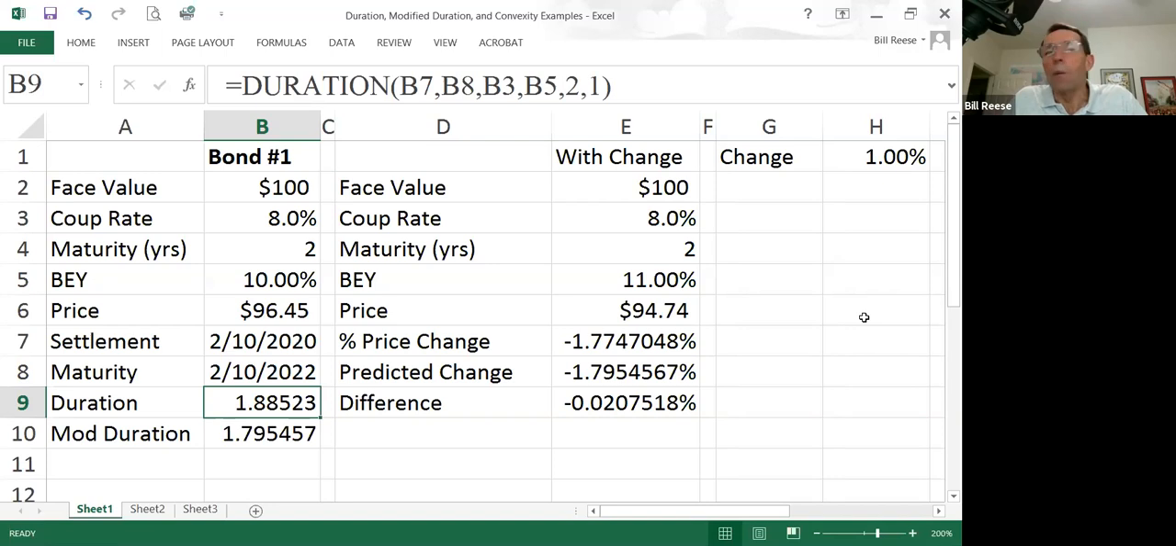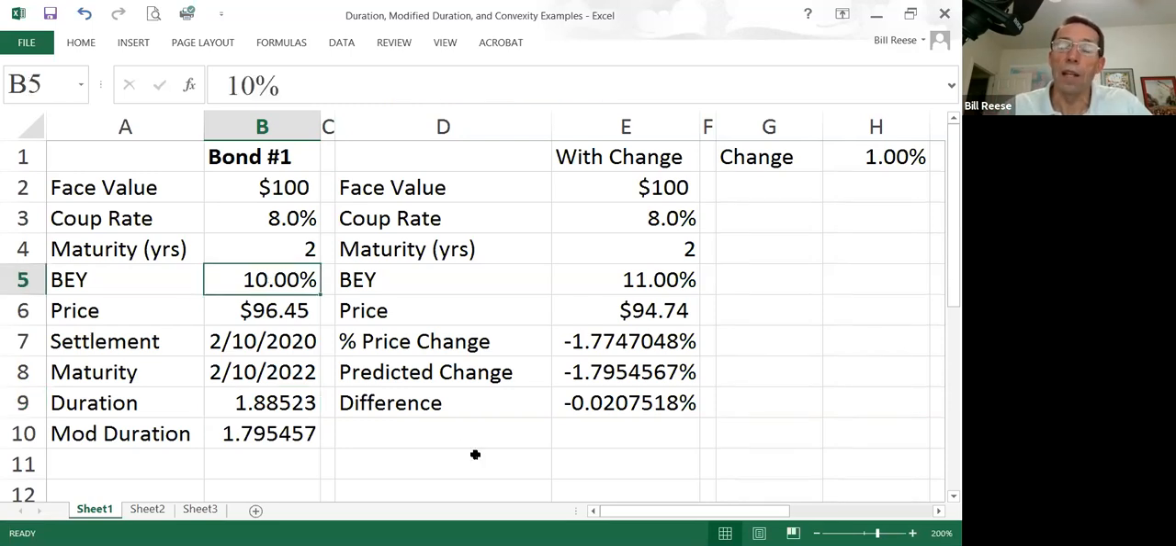If you have a bond that makes annual coupon payments, and we won't have it in this class, R is going to be the annual yield. But for us, it'll be semi-annual. So 1.885 divided by 1 plus the semi-annual yield gives us the modified duration. Now, remember, since the yield to maturity in this bond is 10%, the semi-annual yield is 5%.